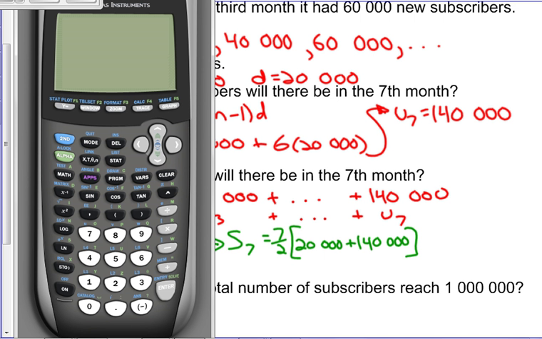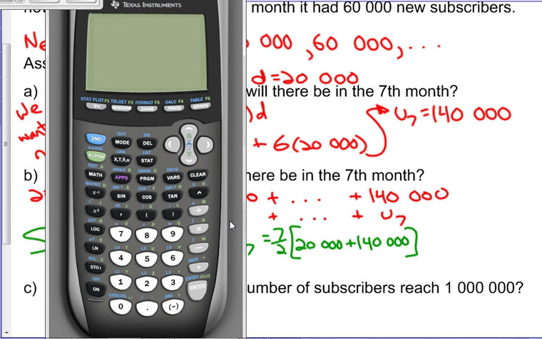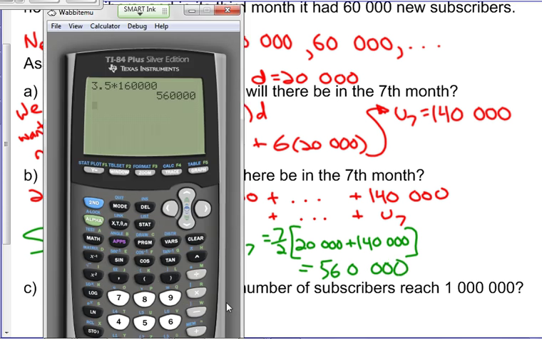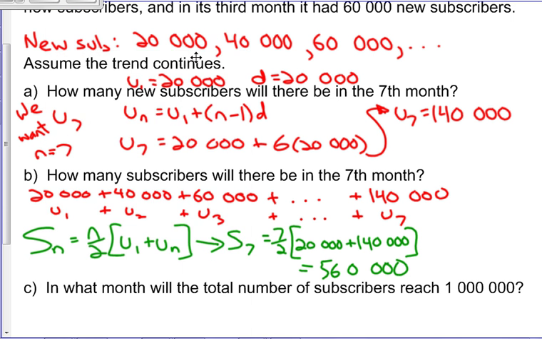And at that point, I'll probably just go to my calculator. I might do some of it in my head. So 7 divided by 2 is 3.5, times 20,000 plus 140,000 is 160,000. And it tells me that I should have 560,000 subscribers in total. And that kind of makes sense. They've been going up and up more and more every month.